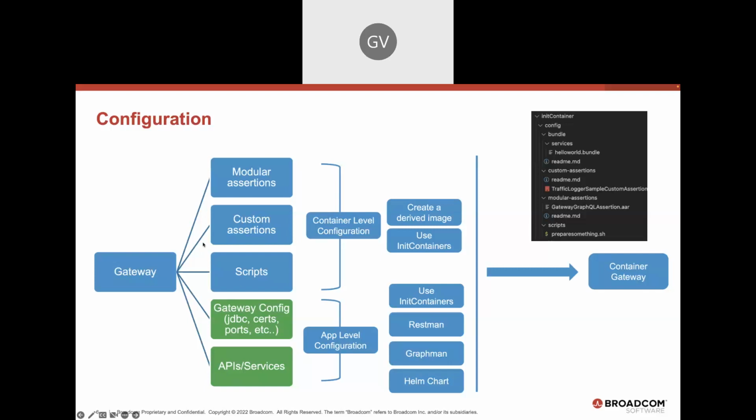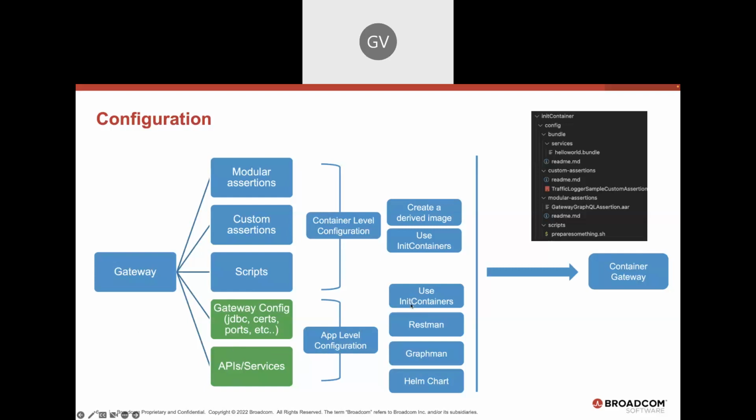So we'll go through folders of modular assertions, custom assertions, and those scripts, and I'll show you where all of that fits into the init container. The second level of configuration is app level configuration. That includes things like I mentioned, JDBC connections, trusted certificates, listen ports, etc., as well as APIs and services.